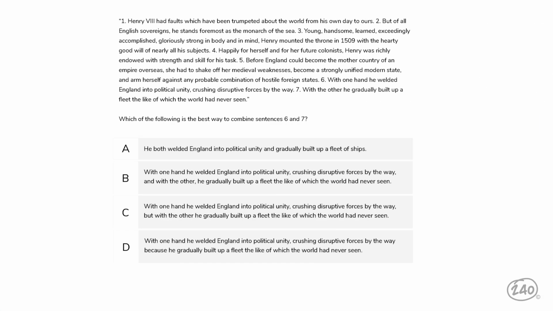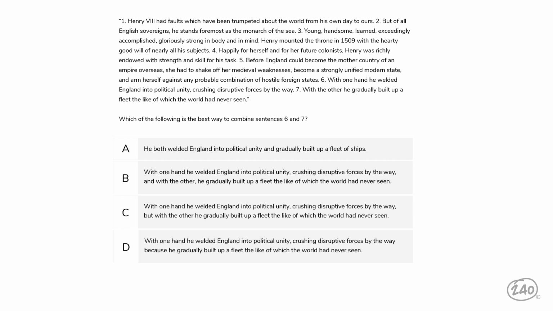Now, let's look at a question from the second category, writing, speaking, and listening. Henry VIII had faults which have been trumpeted about the world from his own day to ours. But of all English sovereigns, he stands foremost as the monarch of the sea. Young, handsome, learned, exceedingly accomplished, gloriously strong in body and in mind, Henry mounted the throne in 1509 with the hearty goodwill of nearly all his subjects. Happily for herself and for her future colonists, Henry was richly endowed with strength and skill for his task.